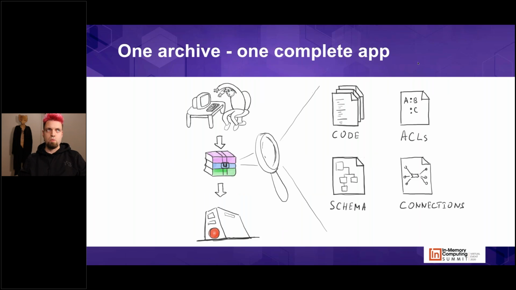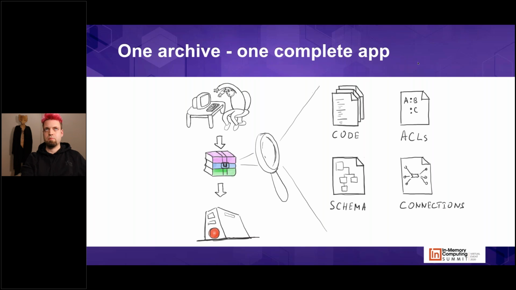So what we did here with this idea was to create a single deployment unit of everything that the application actually consists of: the code that the developer writes, the functions in functions as a service, the database schema, the relations, access control lists, and connections to external sources. We thought, what if we can pack them into one archive and have it deployed to production? Can we actually do that and still maintain the flexibility?